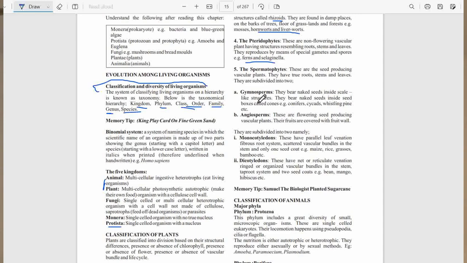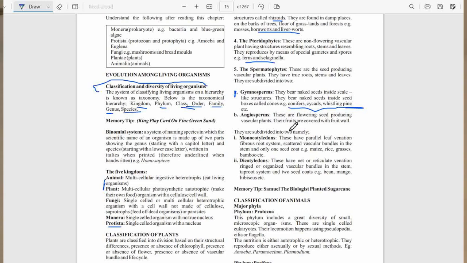So they are divided on the basis of whether they can bear seeds. For the gymnosperm, they bear naked seed. Examples include the conifers and the cycads. If you go to a very riverine area, you will find all these examples here. And you have the angiosperm.